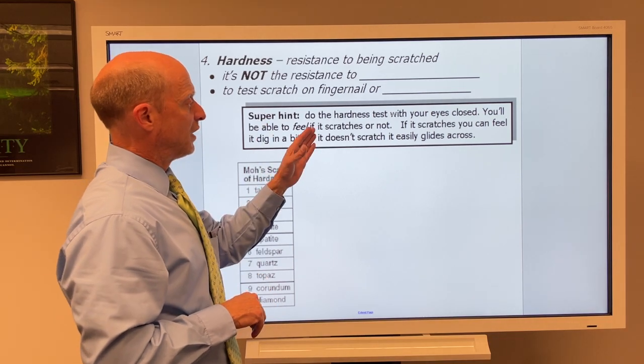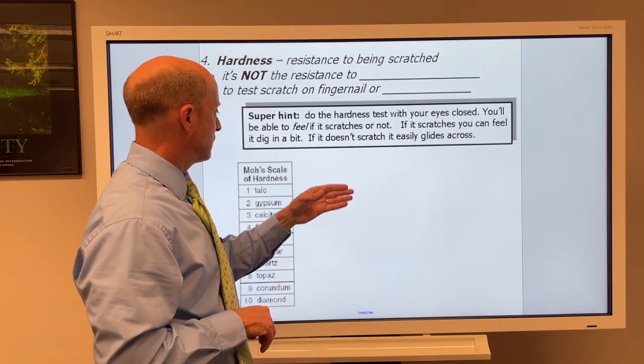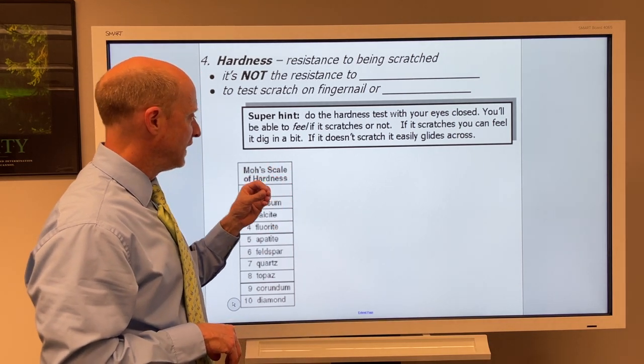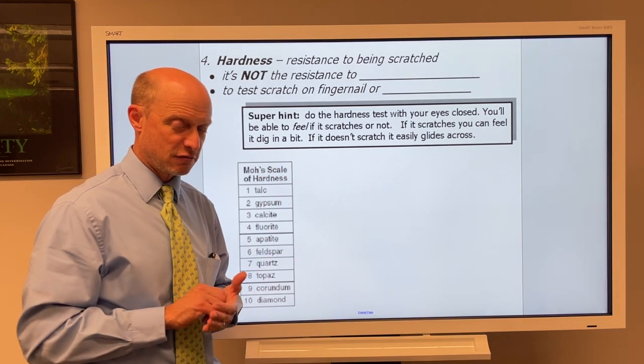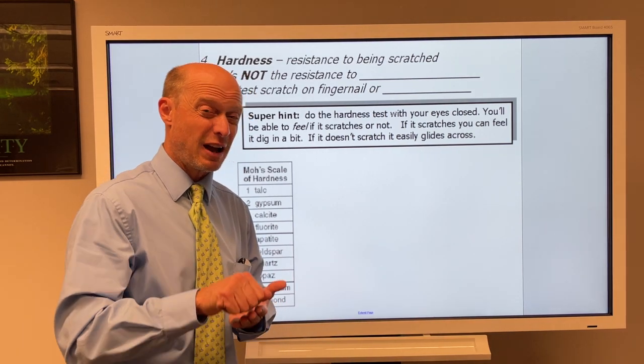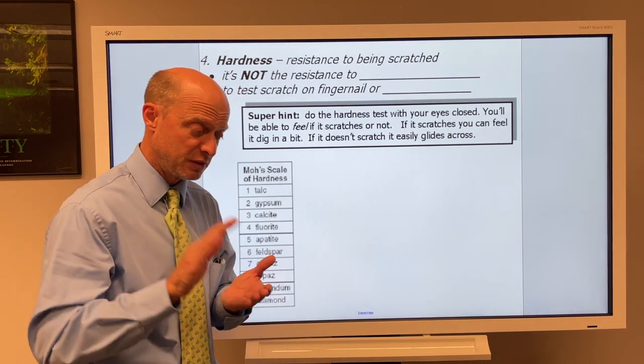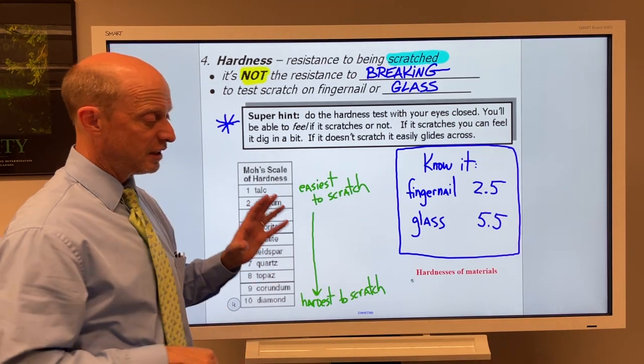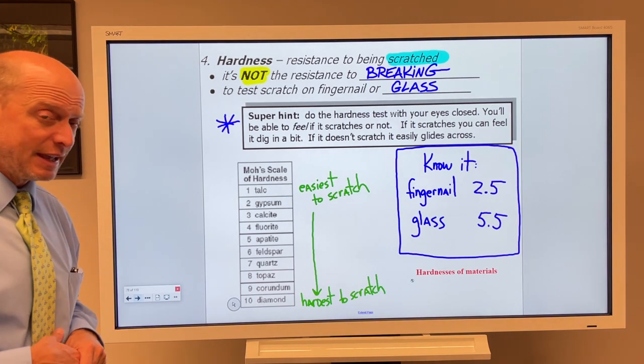So, super hand: do the hardness test with your eyes closed. You'll be able to feel if it scratches or not. If it scratches, you can feel it dig in a bit. If it doesn't scratch, you can glide across. So I often tell kids to have their eyes closed when they have a glass plate. I'm going to show you an example of a glass plate in just a second. Please pause this right now and copy this down.